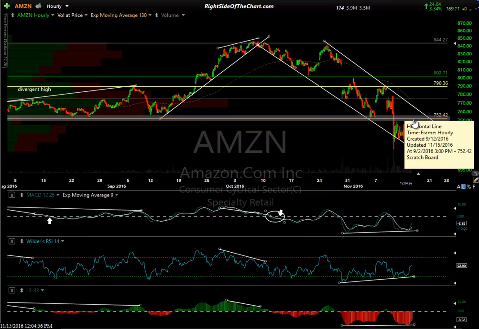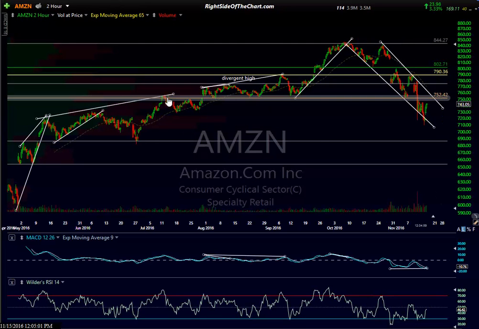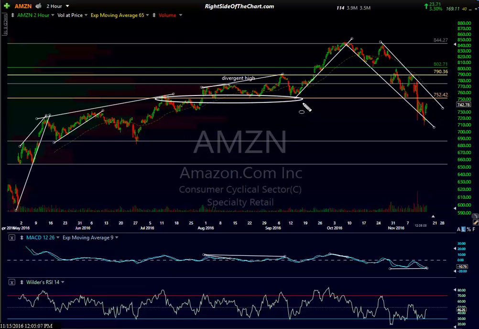This is a big level around 752.50. Let's look at it on the 2-hour chart. You can see here it acted as resistance back here, then it was support, all this area, and once again it was support here, and now we're broken below. So that's 752.42. That's where my line is, and if it gets above there, it still has its work to do.